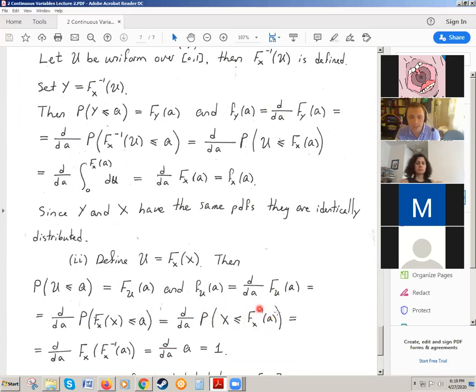And what is this derivative? Well, first of all, this here, the probability that x is less than or equal to f inverse of a, is just the cumulative distribution of x evaluated at the inverse map. So it's f x of f inverse of a, and they cancel each other out. Yes. So really, I'm just taking the derivative of a, which is 1. So you can see that u has density function equal to 1, which means that it's a uniform random variable. Yeah? Make sense?